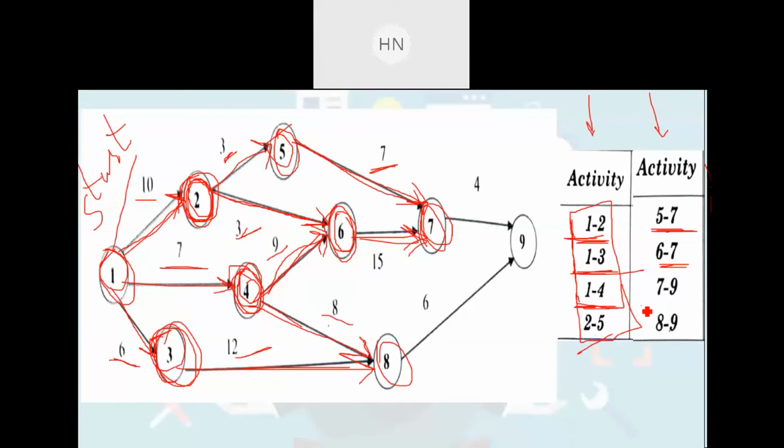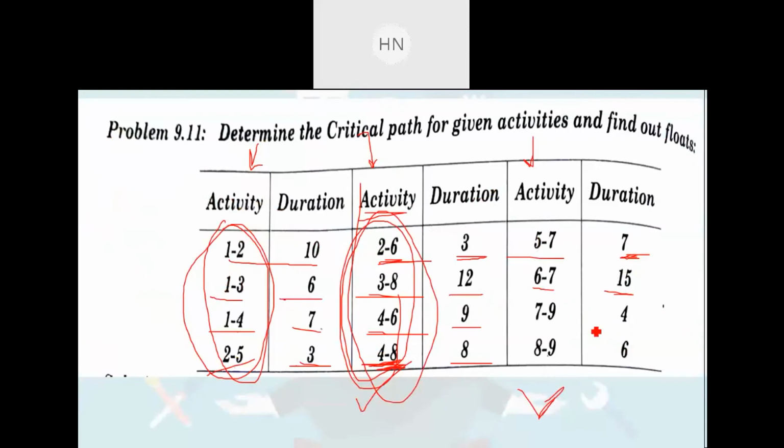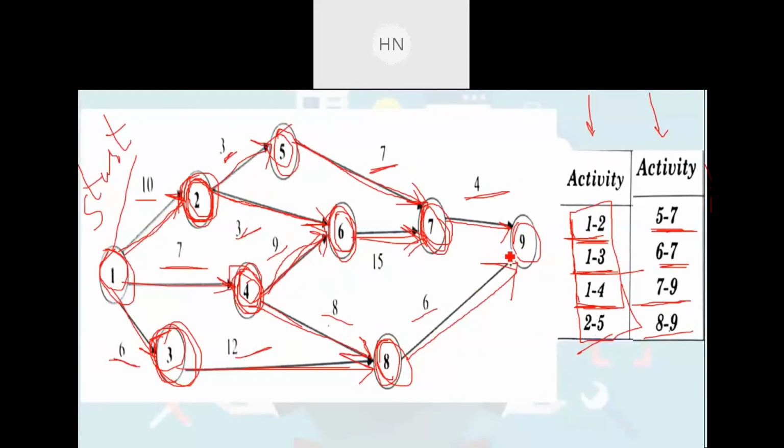Then 7 to 9 again. 7 to 9, this is the 7 number event, and 7 to 9 you can show it like this, and the duration is 4 days. And 8 to 9, that is again from event number 8 to the 9th event, and the duration is 6 days. Here you can see. So here this event number 9 will be which event? It will be the ending event, right? Like this event number 1 was the starting event, and this event number 9 is the ending event. So on this ninth event, your project is completed, your task is completed, and all your activities are done in the said amount of time, right?